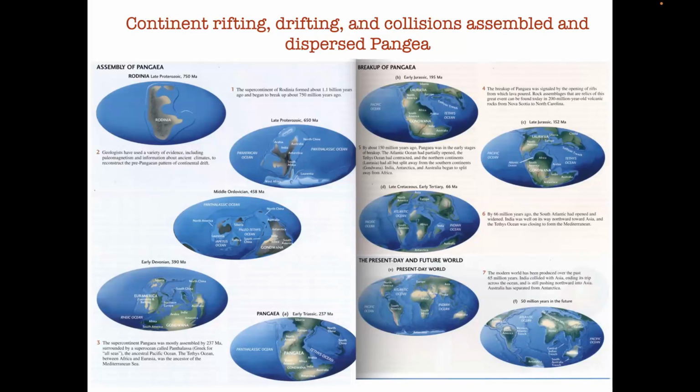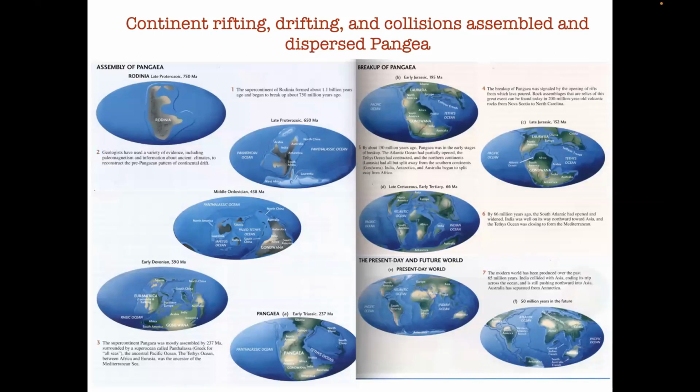Okay, so I will just summarize with this slide. How did this Pangea actually get assembled first? During very old time, in the Proterozoic, which has an age of 750 million years, just after the beginning of the Earth's crust, people found that there was a supercontinent which was known as Rodinia.